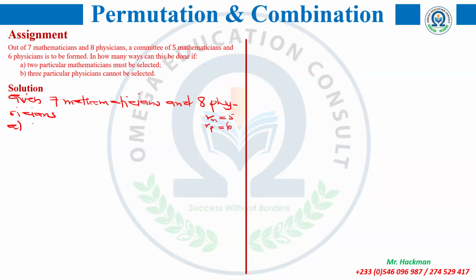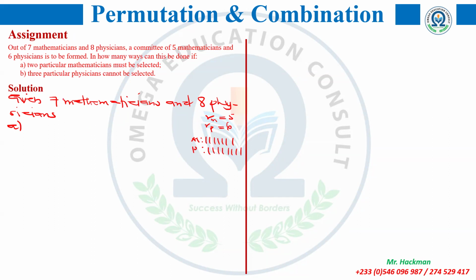We are still on conditional combination. But here the condition for A is that 2 particular mathematicians must be selected. Remember, we said we are going to represent the mathematicians and the physicians by strokes. So I have M for mathematicians, like we did in our previous lesson. How many? 7 of them: 1, 2, 3, 4, 5, 6, 7. And the physicians, 8 of them: 1, 2, 3, 4, 5, 6, 7, 8.